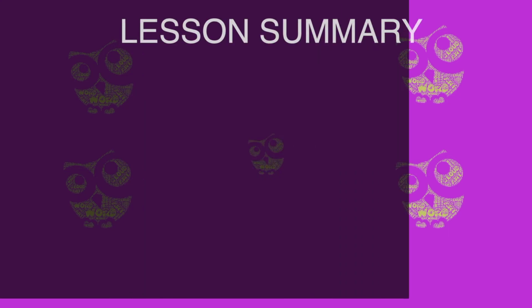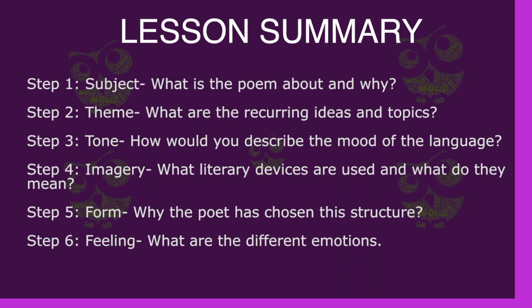Well, viewers, in today's program, we discuss how to analyze a poem. Let's recap on our discussion. You need to read the poem wearing your poetry detective glasses, following these 6 steps. Step 1, subject. What is the poem about and why? Step 2, theme. What are the recurring ideas and topics? Step 3, tone. How would you describe the mood of the language? Step 4, imagery. What literary devices are used and what do they mean?